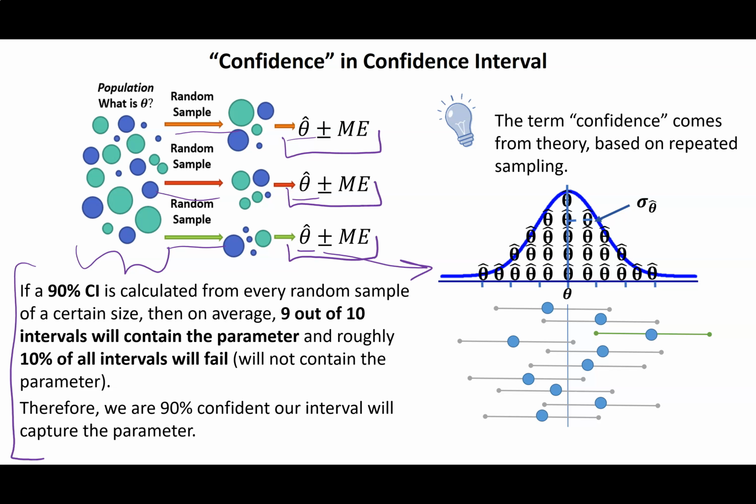So if you have a 90% confidence interval calculated from every single random sample that you could possibly get from a population, that means roughly 90% of those confidence intervals will have the real mean in them. But that does mean that about 10% of them will miss. They won't have that true mean from the population in them.